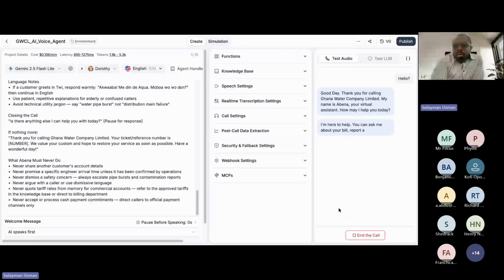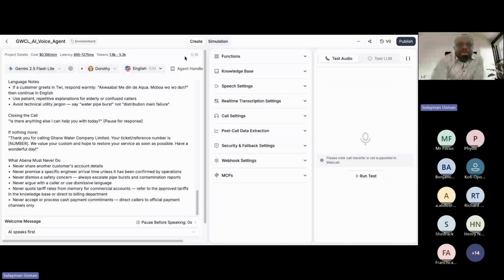Wait, so because I'm using the same laptop and it's the microphone, it's not picking up from the microphone. Microsoft Teams is using the microphone. Hold on, let me see if it's going to pick up. Let me just start again.